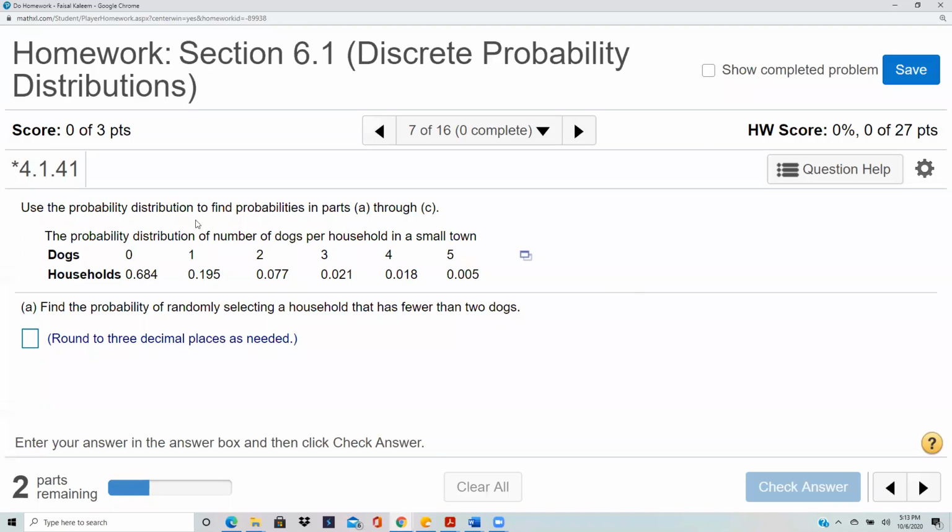Use probability distribution to find probabilities. Find the probability of randomly selecting a household that has fewer than 2 dogs. So fewer than 2 means 0 or 1. So you add the probabilities for 0 and 1 dog. So 0.684 plus 0.195. So that is 0.879.